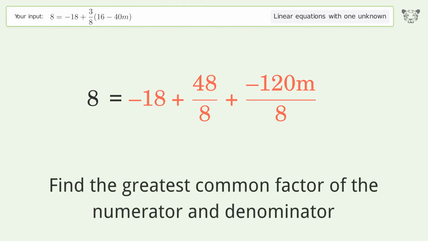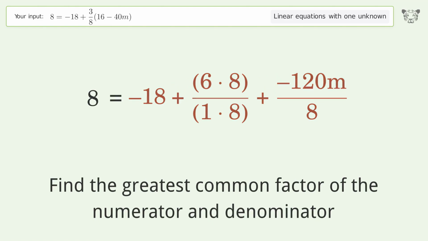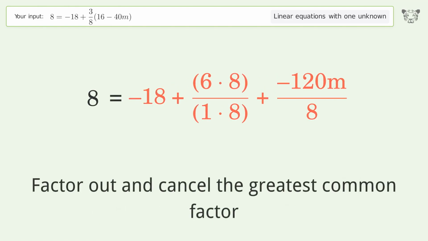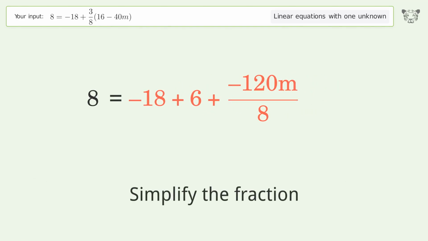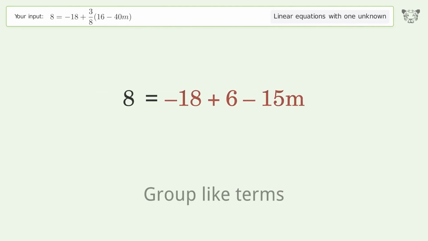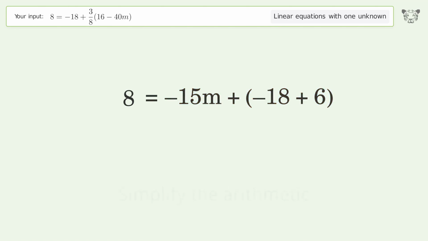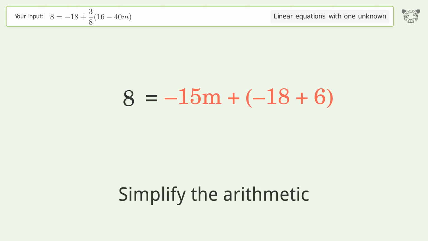Find the greatest common factor of the numerator and denominator. Factor out and cancel the greatest common factor. Simplify the fraction. Group like terms. Simplify the arithmetic.